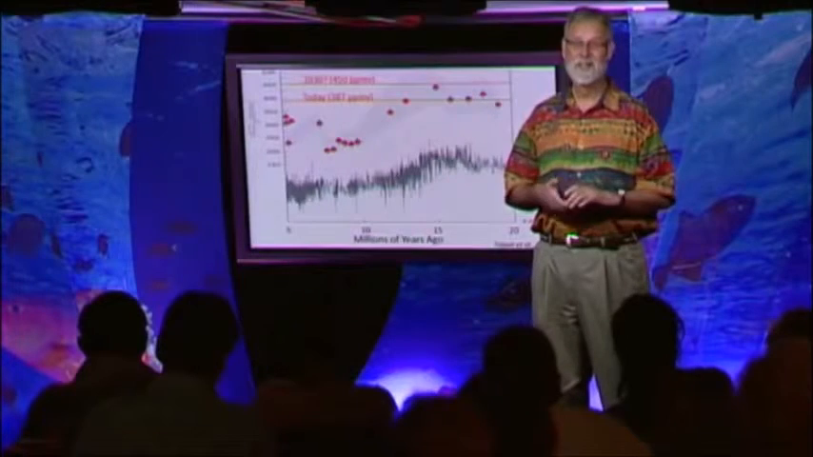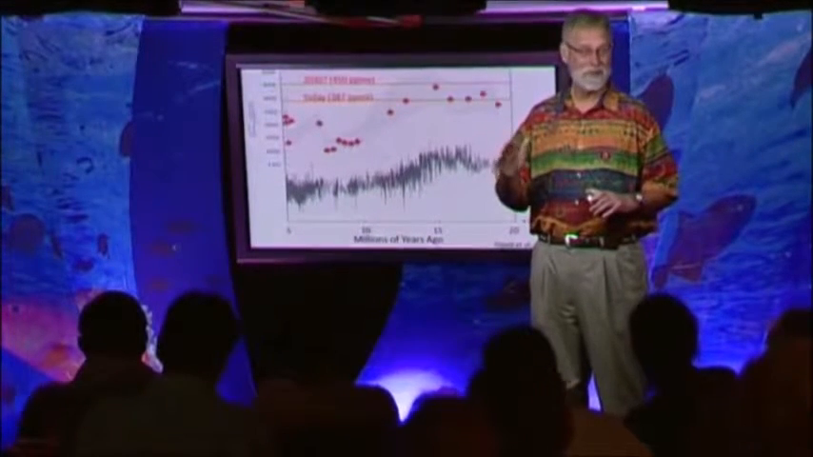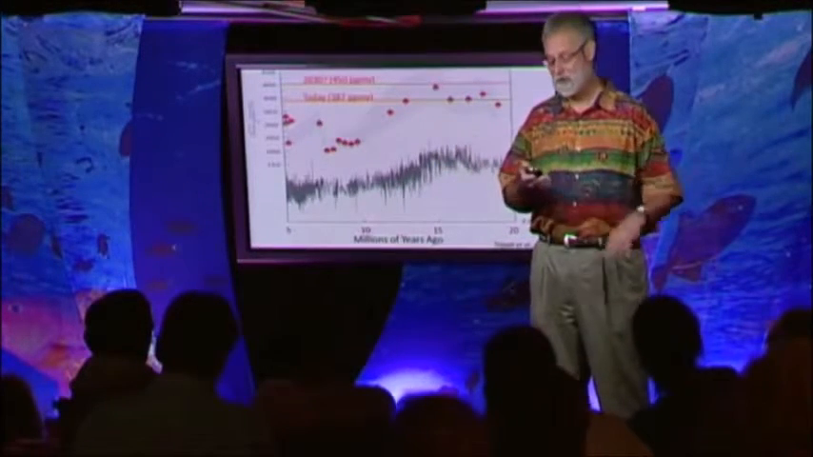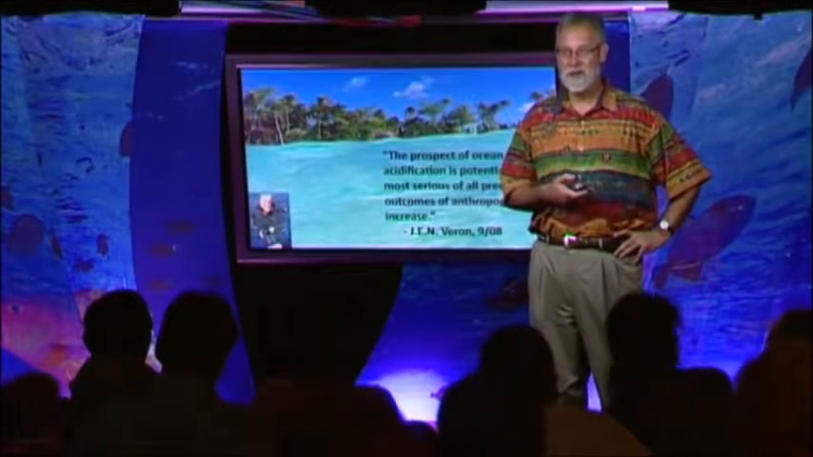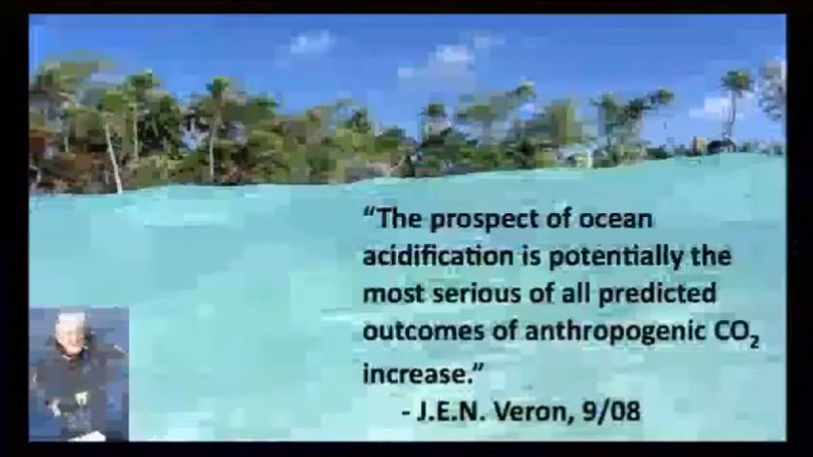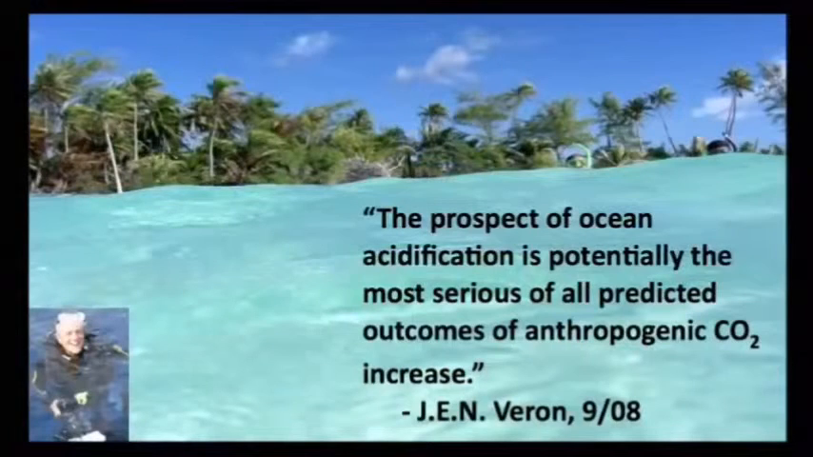Now, what that means is that all of the organisms that live in the sea have evolved in this chemostatic ocean with CO2 levels lower than they are today. That's the reason that they're not able to respond or adapt to this rapid acidification that's going on right now. So Charlie Veron came up with this statement last year: the prospect of ocean acidification may well be the most serious of all of the predicted outcomes of anthropogenic CO2 release. And I think that may very well be true.